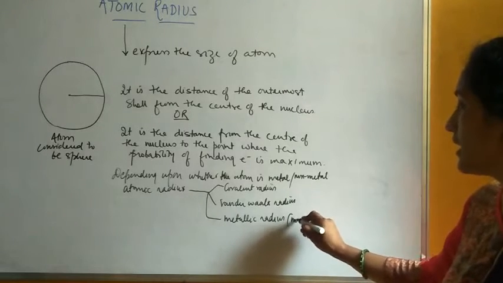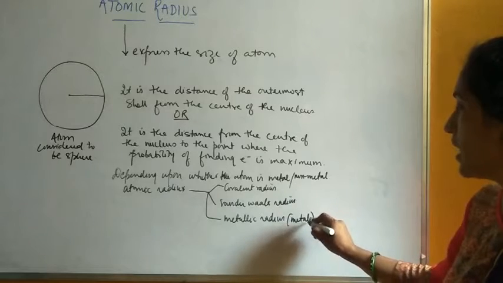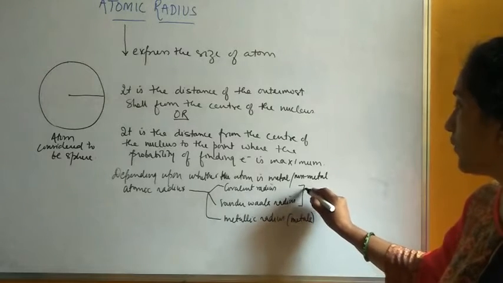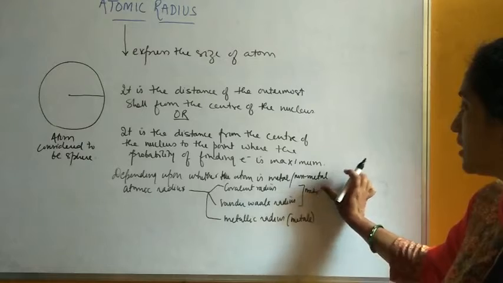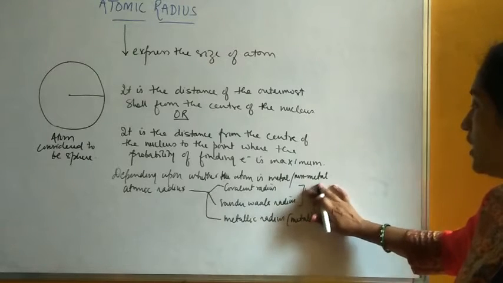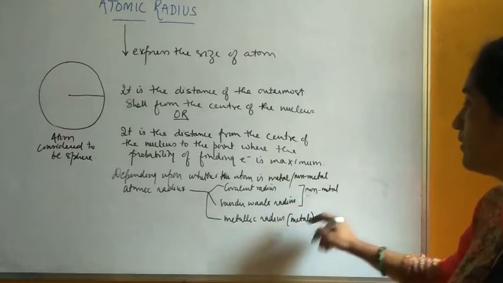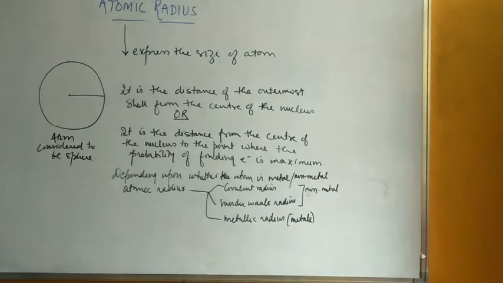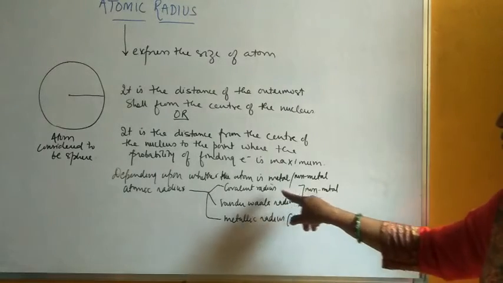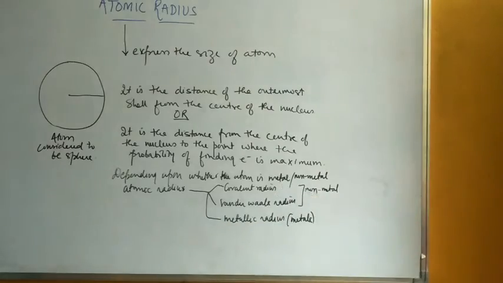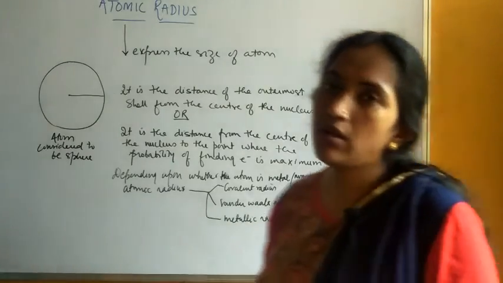Generally, the metallic radius is for the metals, and the other two are for the non-metals. So the metal will form the metallic radius, and the non-metals are going to show two types of radius, covalent and the van der Waals radius.